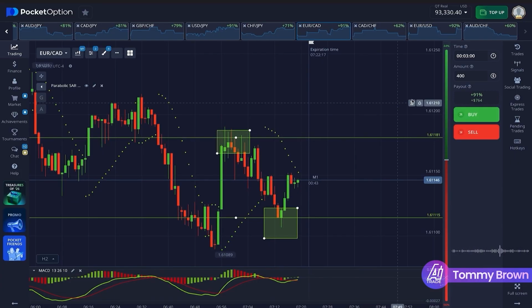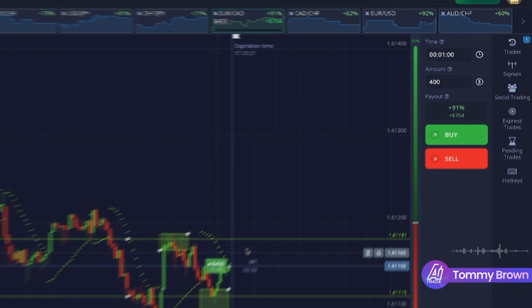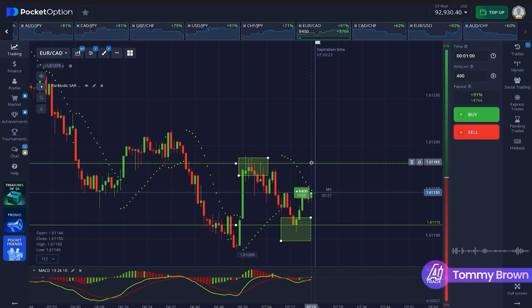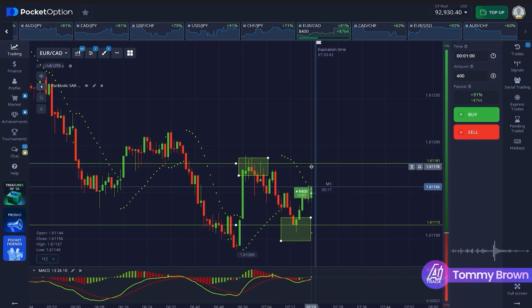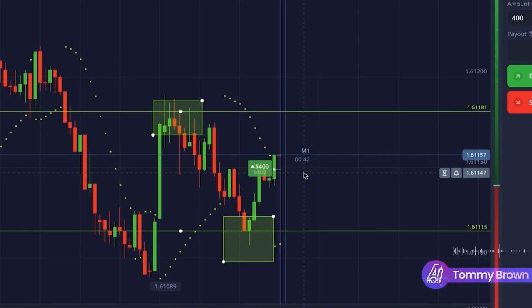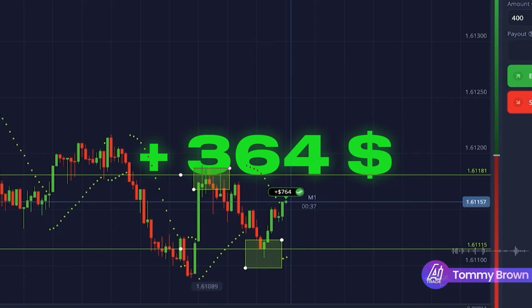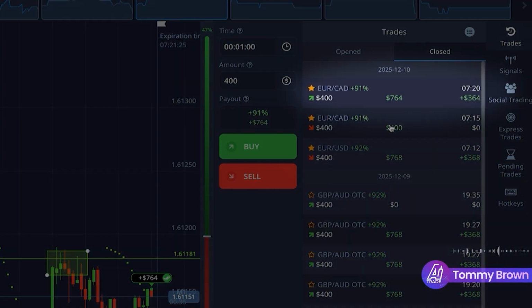We finish our analysis, set the expiration time to 1 minute and enter a trade for an increase here. Now let's wait until our trade closes in profit. 5 seconds left. We can see how our trade is confidently moving upward. We take a profit of $364 and move on to look for the second setup.